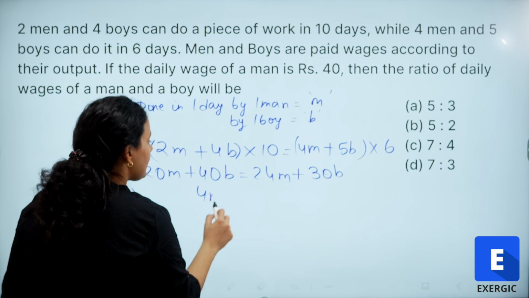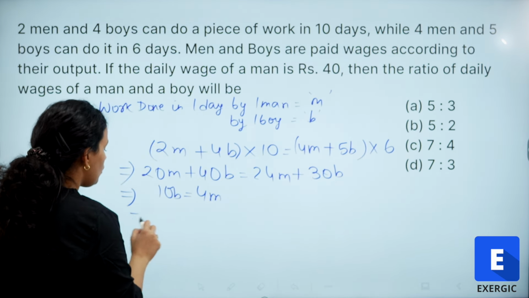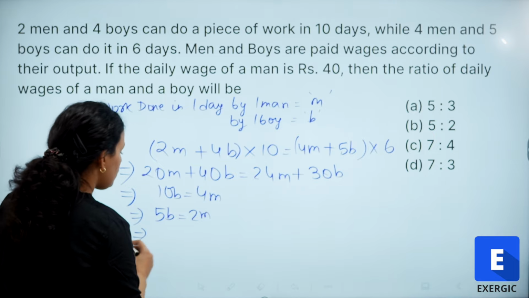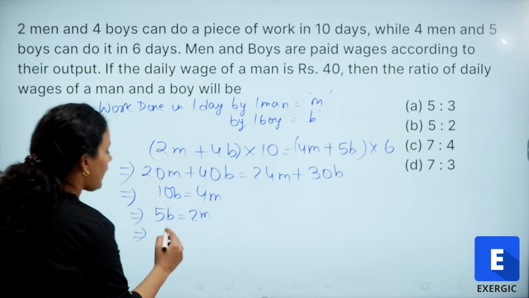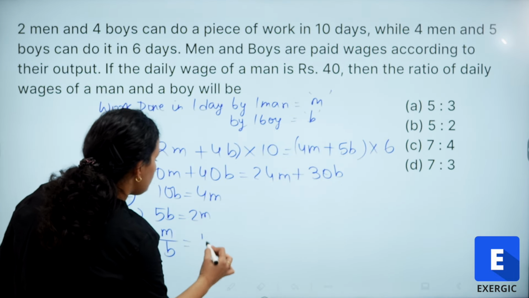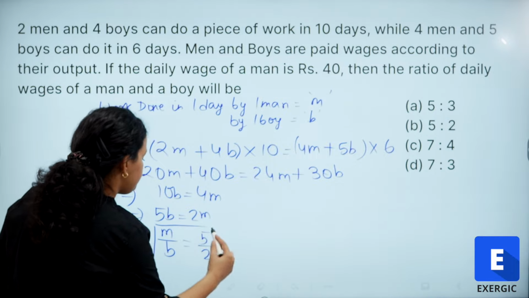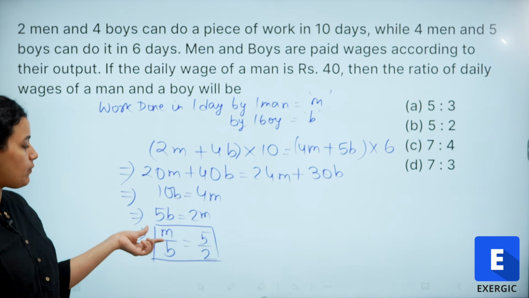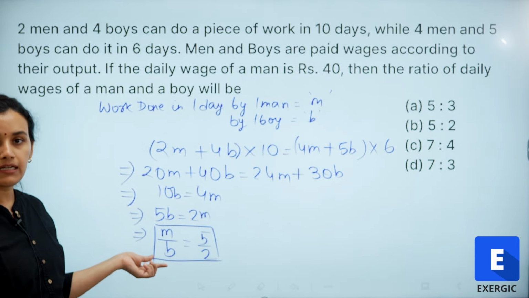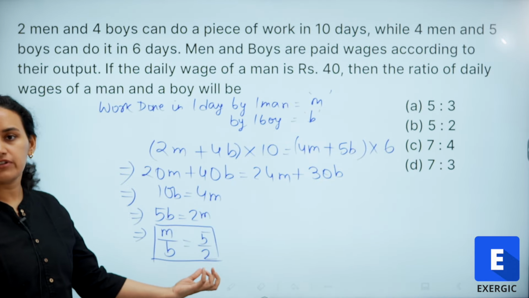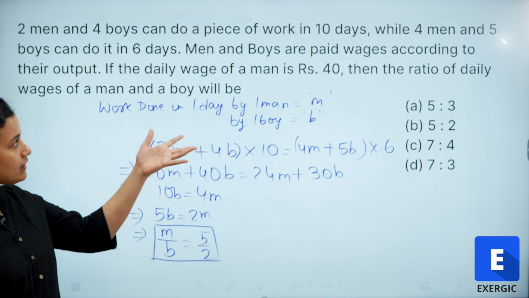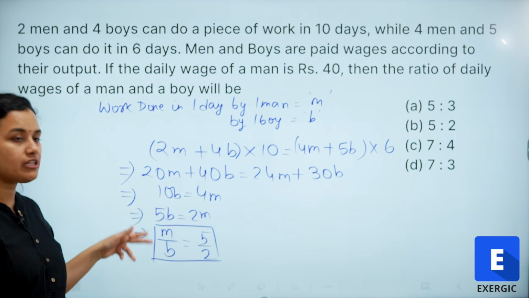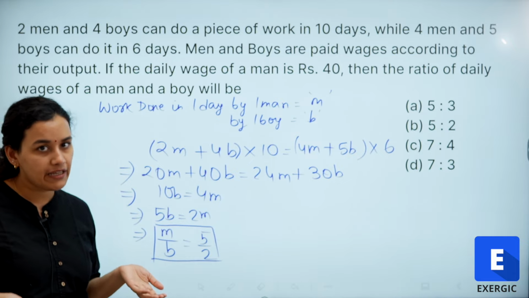So this will be 4M is equal to 10B, or I will have 5B is equal to 2M, or the ratio between man and boy, right? So M by B is going to be 5 by 2, right? So this is the work that is done by 1 man and work that is done by 1 boy. Ratio is 5:2. Now we also have been given that the men and boys are paid wages according to their output. So whatever is the ratio between the work done is going to be the ratio between their wages also.